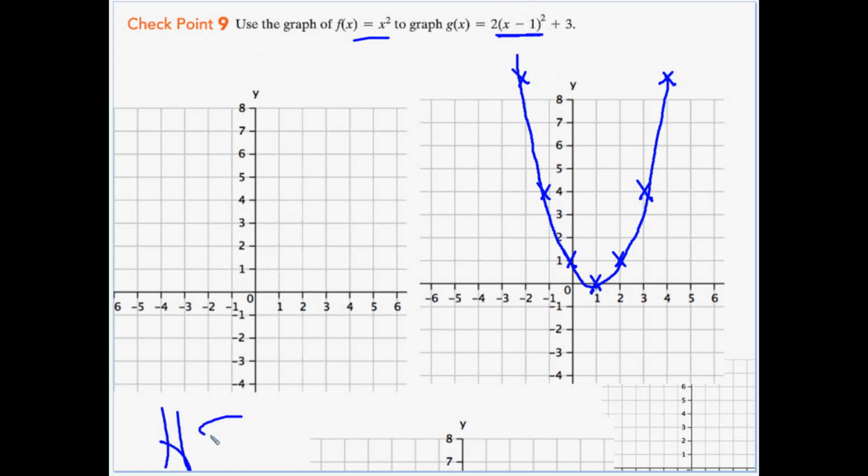Next up will be stretches and shrinks. And we've got that 2 in front out here, and that's just like taking all our y values and doubling them. So all y values get doubled. Here on the x-axis, y value is 0, that's still 0. But now if I go over to 2, this was at a height of 1, now it's up to a 2. Same here. These points were at a height of 4, now we're going to go up to 8. And then that will take us off the graph paper.